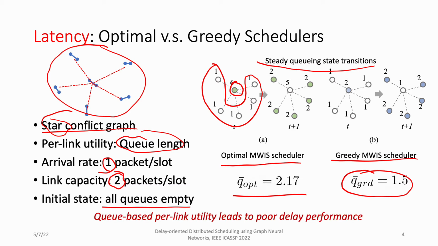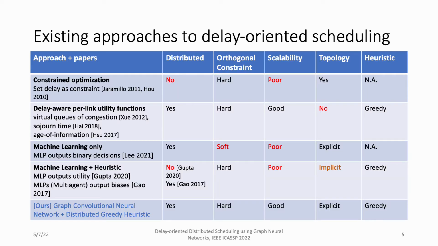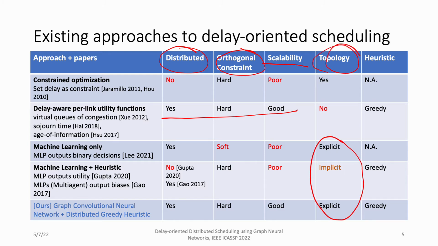So this is a well-known problem for queue length based per link utility, that is a poor delay performance. So over the years, there are many approaches being proposed to address the poor delay performance of maximum weight schedulers. Among these approaches, what we're looking at are several properties. First, if they can be implemented in a distributed fashion. The second is if they follow hard constraints or soft constraints on the orthogonality. So these 2 properties determine how well they can be scaled to large networks. As you can see, the previous generation, the most successful approach is the delay-aware per link utility functions, which has very good properties in terms of scalability. And our approach follows a recent trend that uses machine learning to exploit the topology of the network, while our approach keeps all the good properties of the previous generation of solutions, and we complement them by exploiting the topology of the network.